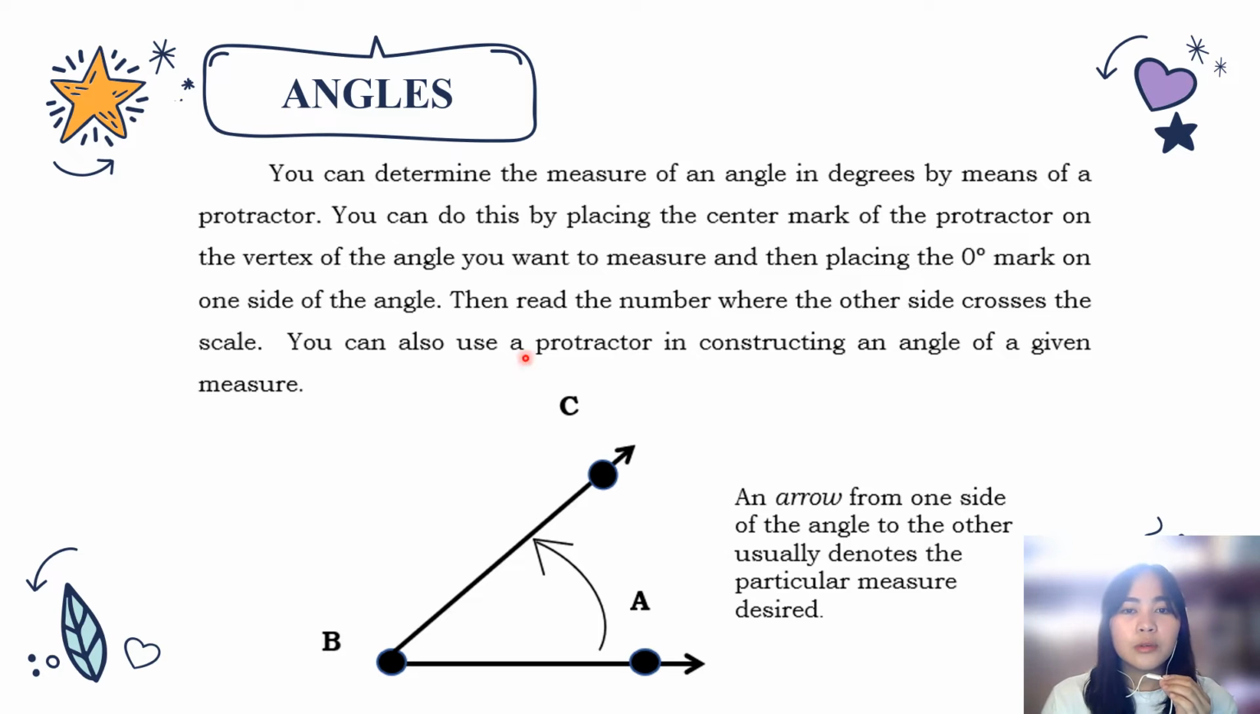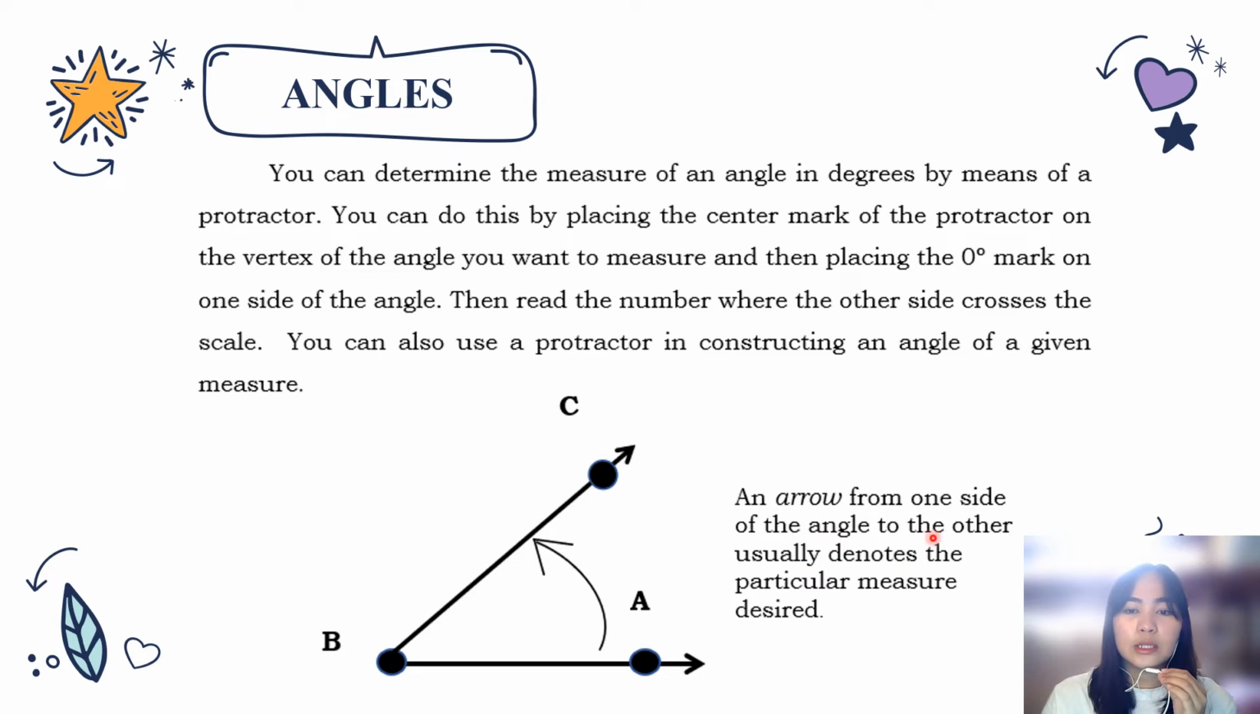Now you can determine the measure of an angle in degrees by means of a protractor. You can do this by placing the center mark of the protractor on the vertex of the angle you want to measure and then placing the 0-degree mark on one side of the angle. Then read the number where the other side crosses the scale. You can also use a protractor in constructing an angle of a given measure. So we can measure an angle using a protractor.